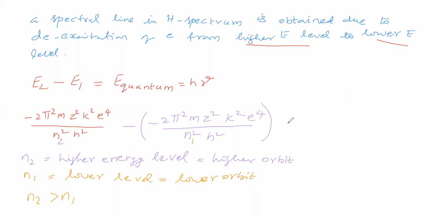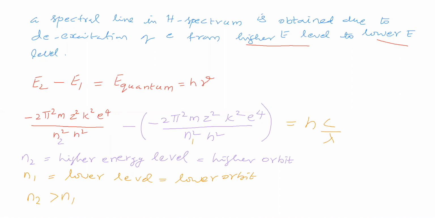Next, we have written this Planck's constant h, and we will write this nu as c by lambda. Now see, this nu, in the place of nu we substituted c by lambda. Now let us take the common terms outside, and we will rewrite this equation.